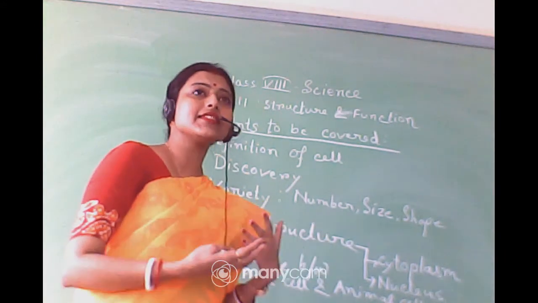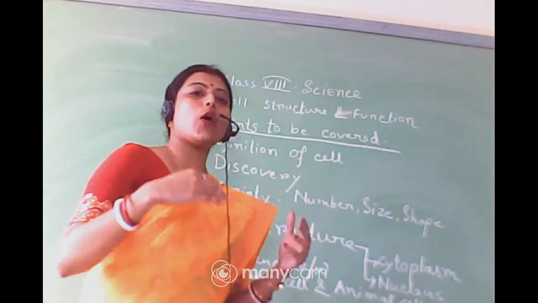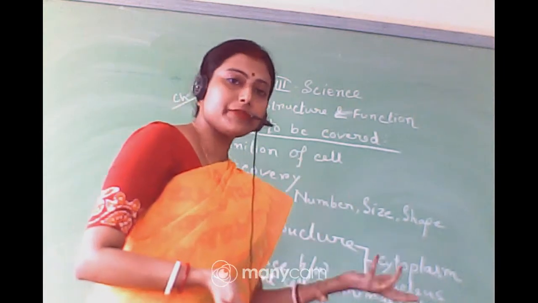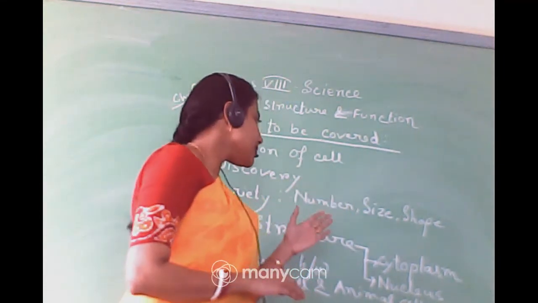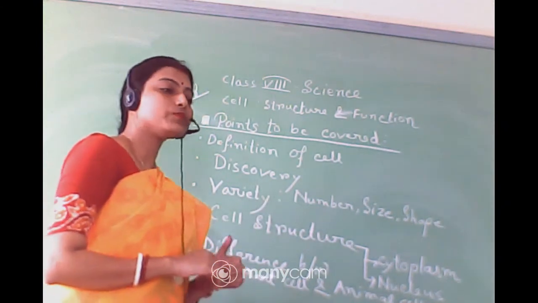Multiple cells compose the tissues, and the tissues compose the organs. The organs make the organ system, and different organ systems make the whole body. Okay, so that's why there are some variations according to the number of cells.